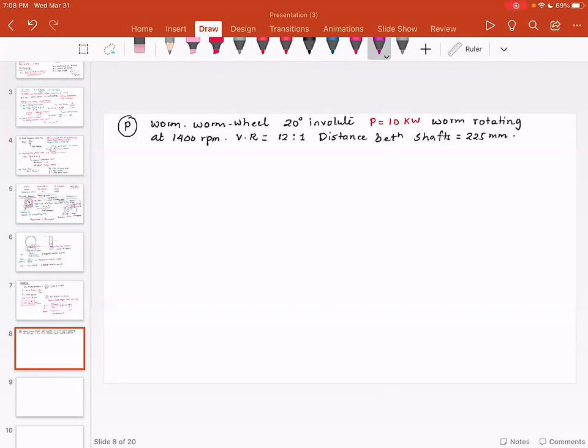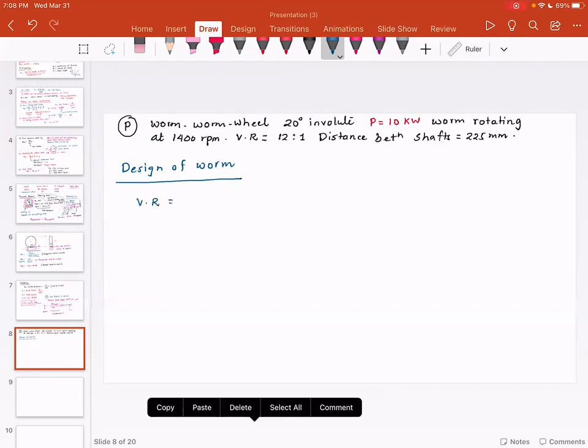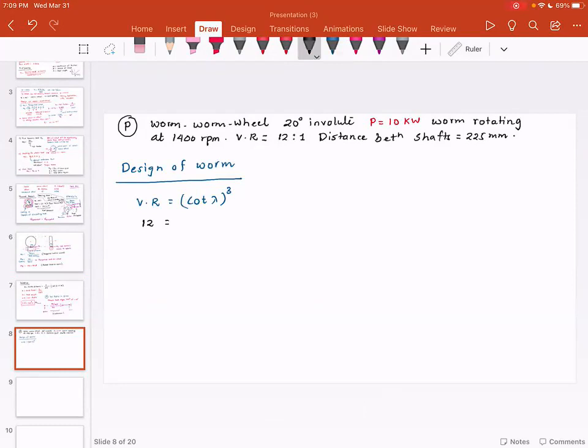So let's design the worm. So step one is, since the velocity ratio is given to us, I'm going to use velocity ratio is equal to cot of lead angle lambda. And the velocity ratio here is 12, which is equal to cot lambda. And that gives me the value of lambda is equal to 23.6 degrees.